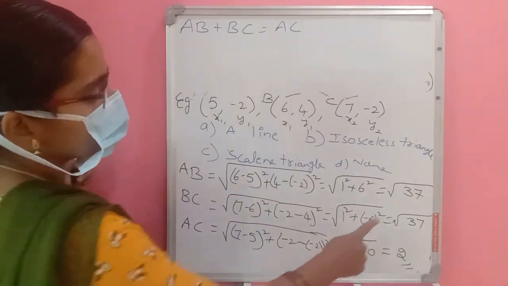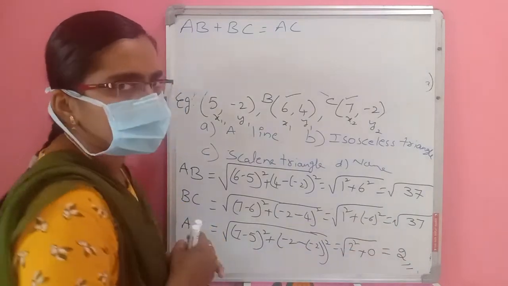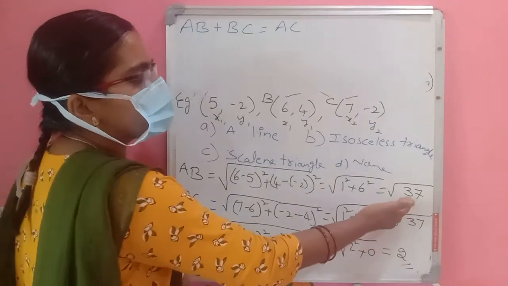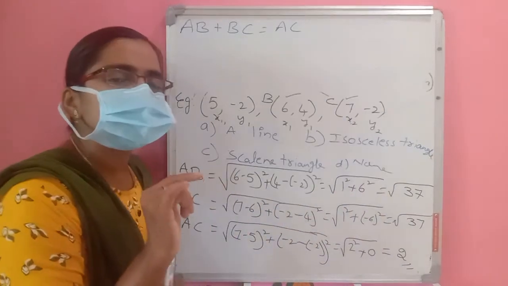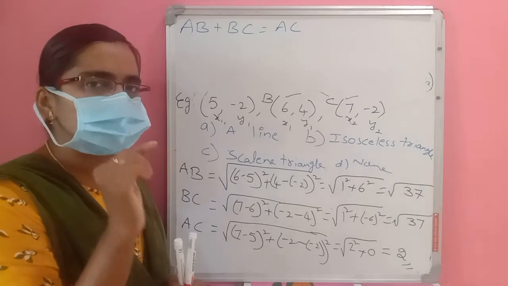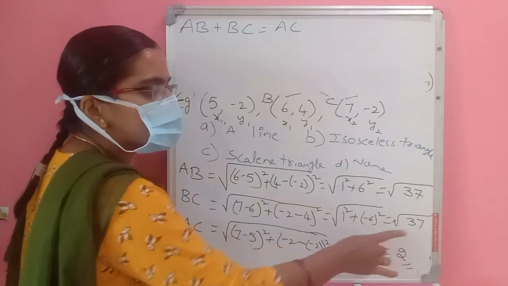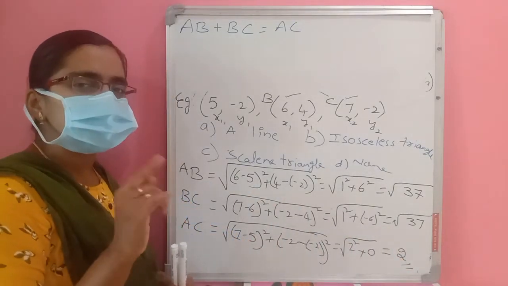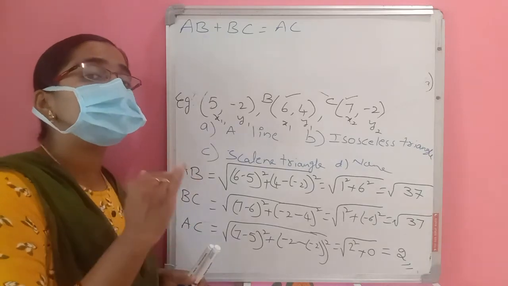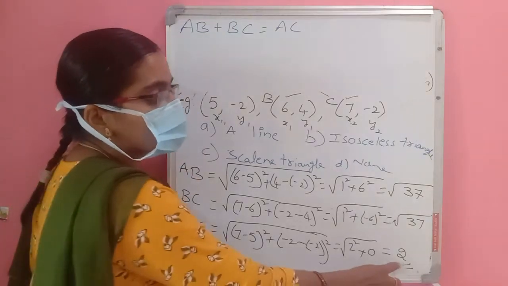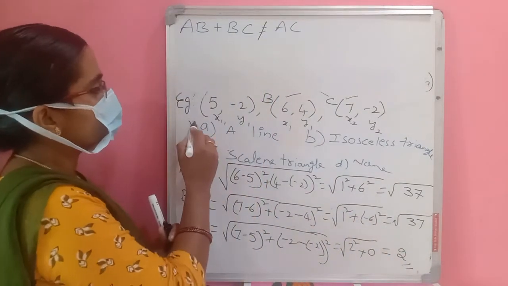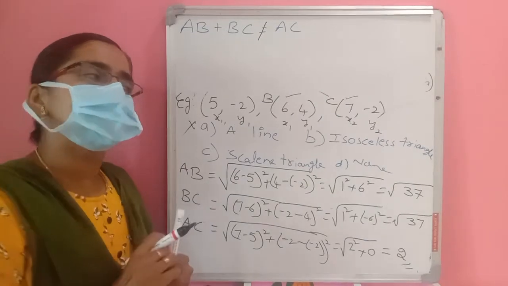Do we have it like that? Root 37 plus root 37 is equal to 2? No, it is not. Why? Because root 37 means square root of 36 is 6. Root 37 means we will get 6 point something. And here again square root of 37 means we get again 6 point something. 6 point something plus 6 point something means we will get 12 point something. But that is not equal to AC. So these are not points on a line.